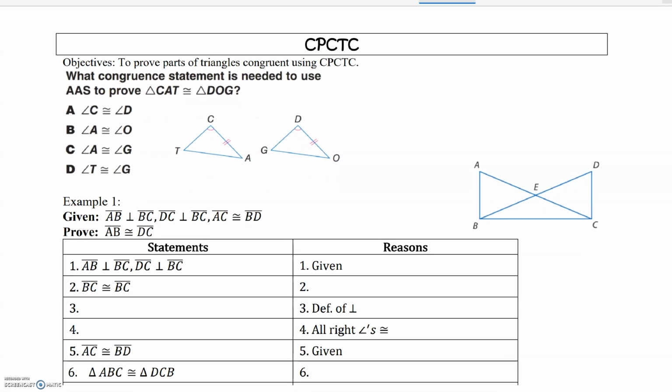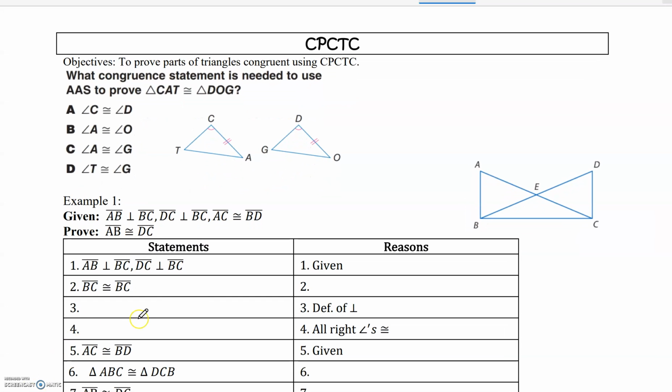In this lesson, we're going to take a look at CPCTC, which we have kind of seen in that first chapter: corresponding parts of congruent triangles are congruent. So once we know those triangles are congruent, we can prove the parts of those triangles are congruent. So if we're looking at this one, these triangles are congruent, it says.